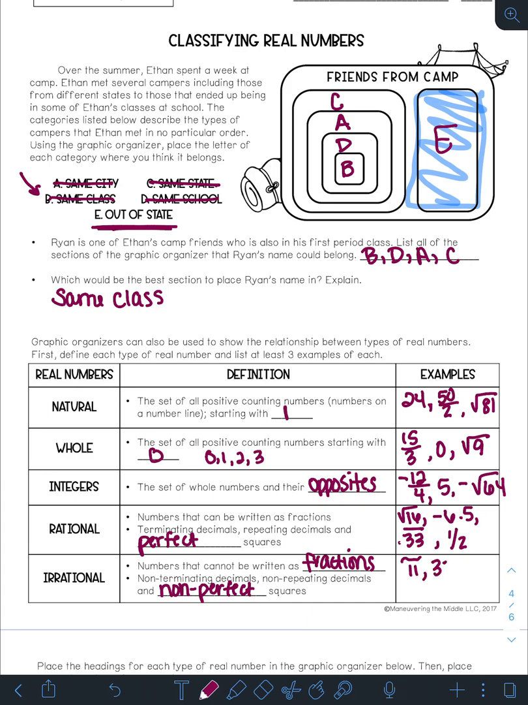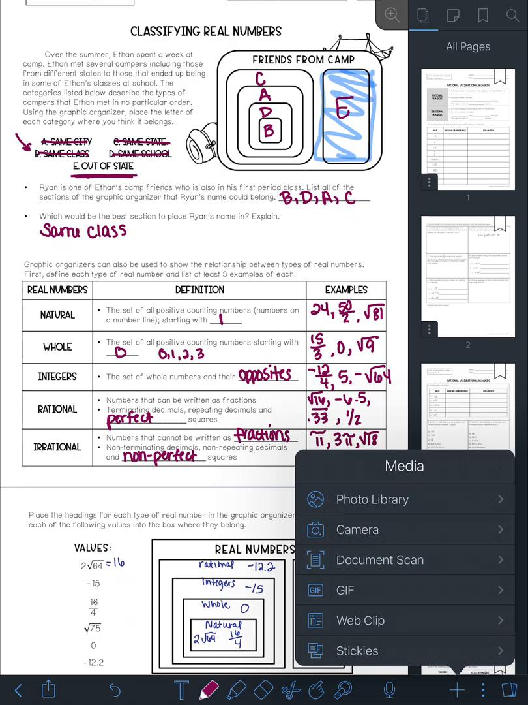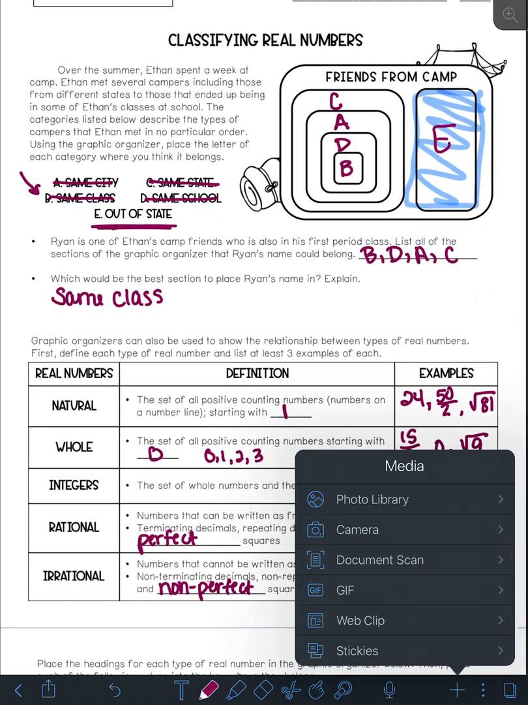Another example that you may see like that is like 3 pi, because if you multiply anything times pi, it gives you a not perfect number. It could be the square root of 18, because it's not a perfect square, the square root of 42, just for some examples. And then I'm going to add a new page in here.